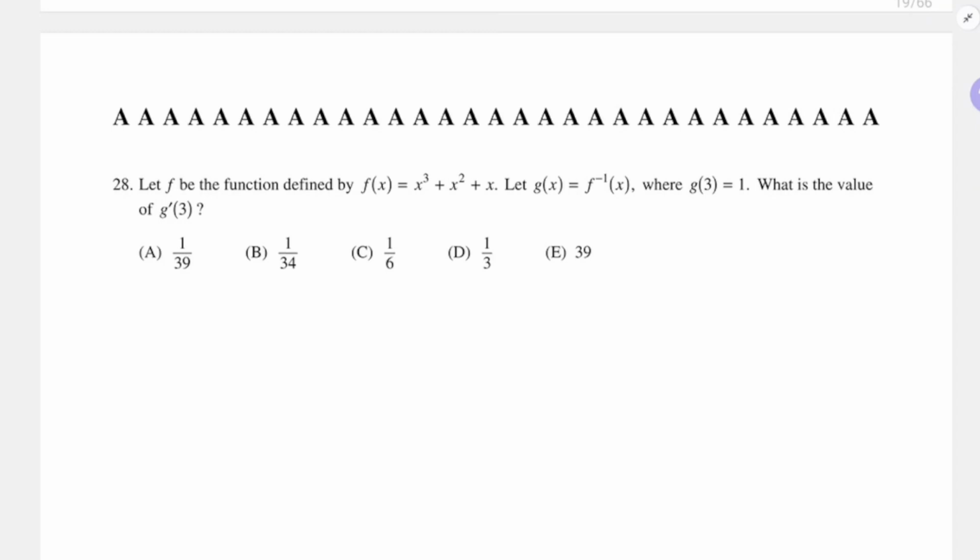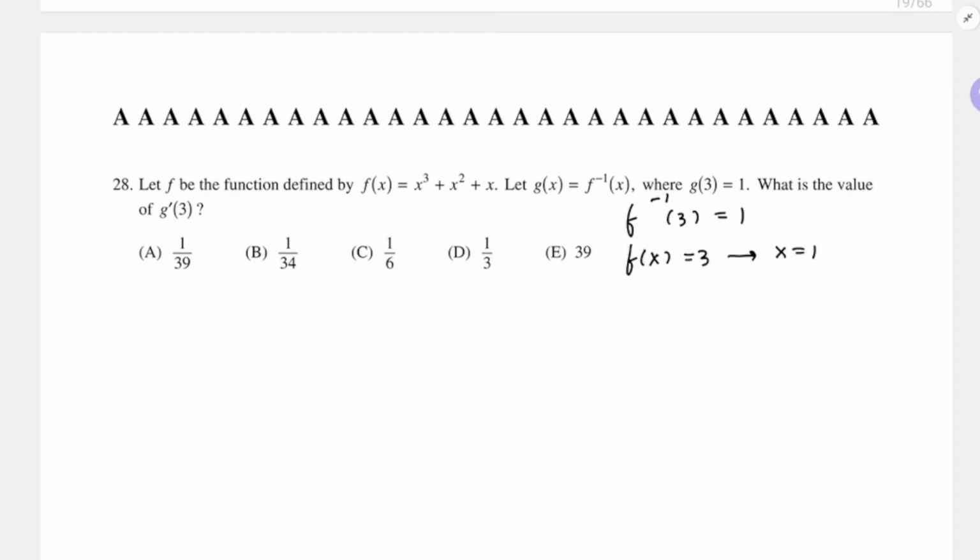Okay, and here we have number 28, the last one. Okay, so g is f inverse of x, where g of 3 equals 1. Okay, so what that's saying is f inverse of 3 equals 1, and that is true. We can see that f of x equals 3 happens when x equals 1. Okay, so that was just them being polite and making our lives a little bit easier.